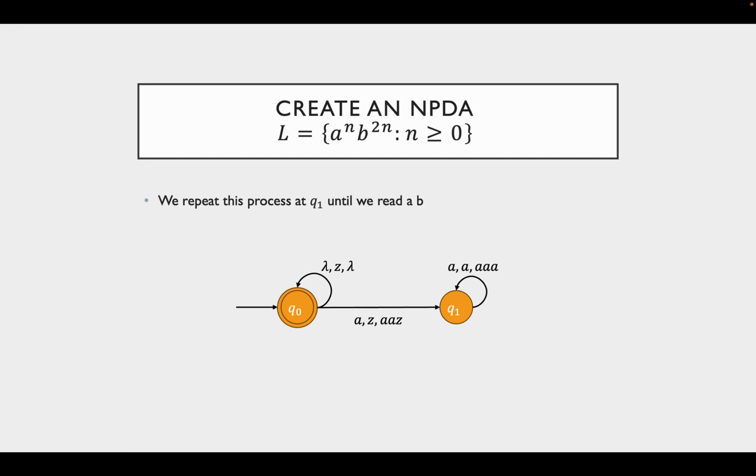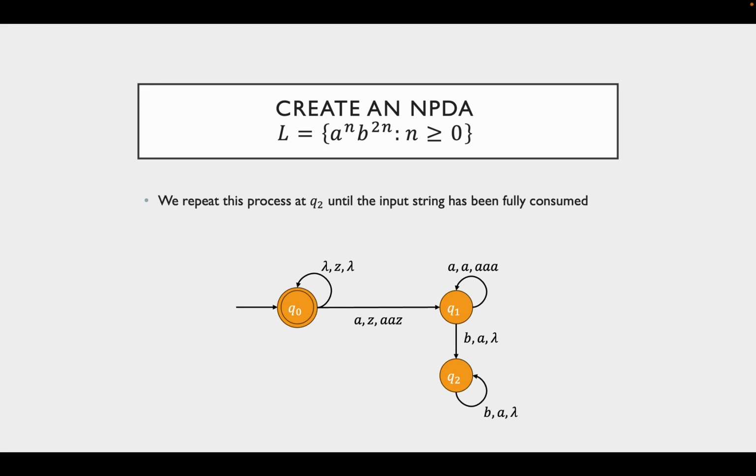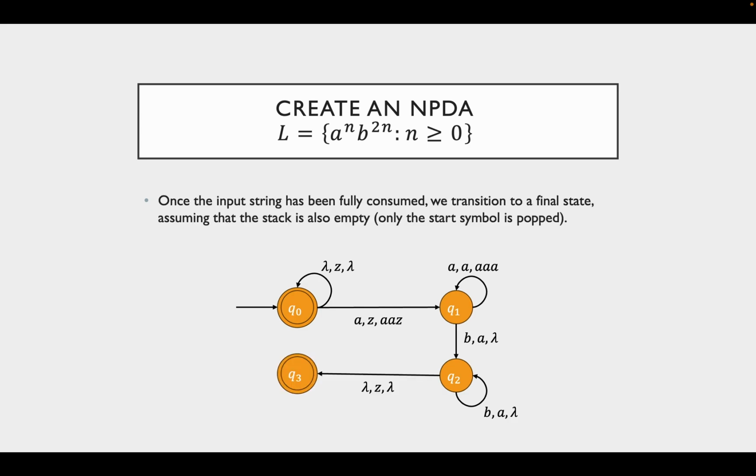We repeat this process at Q1, pushing two additional A's onto the stack each time. Once we finally read a B, we have to transition to a new state, because if we transition back to Q1, then it allows B's in the middle to be followed by A's, which we don't want. We transition to a new state, Q2, and we push nothing onto the stack. We read a B, we pop an A, we push nothing. We repeat this process at Q2 until the input string has been fully consumed.